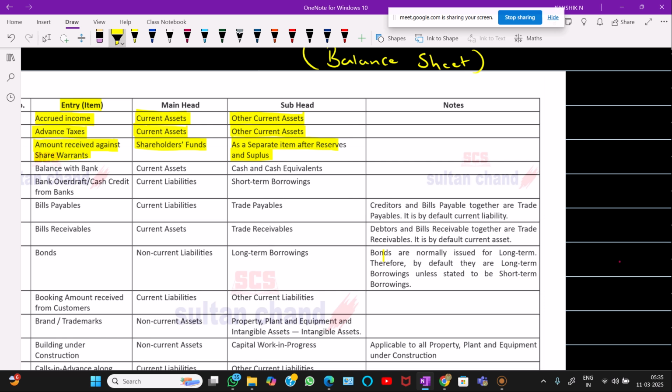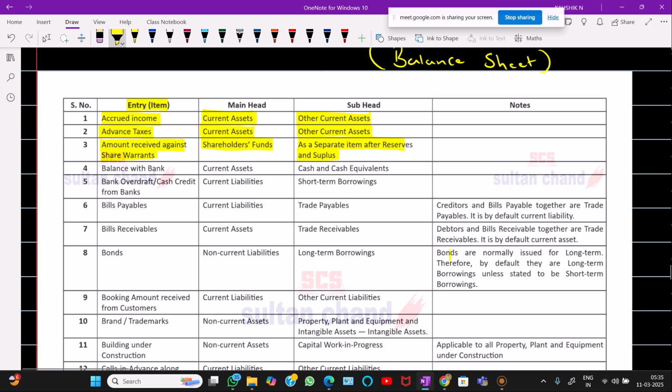Able to understand the first three items? Any doubt? Any doubt in the first three items? No, sir. No doubt, sir.